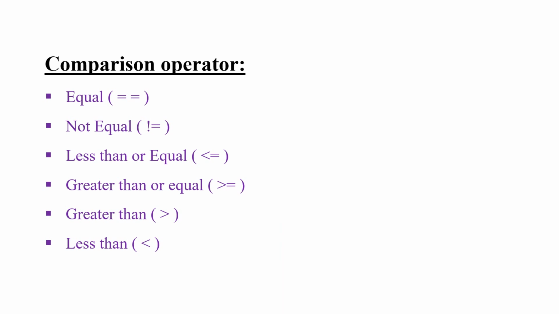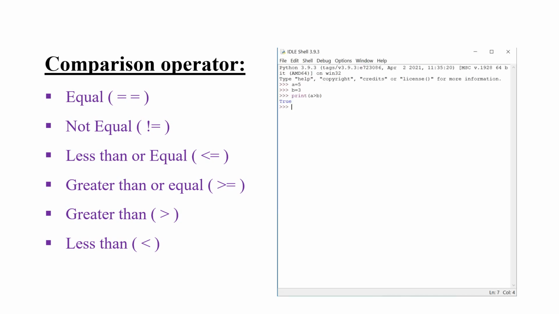Next, the less than operator. If the first operand is less than the second operand, then the condition becomes true. If I take a = 5 and b = 3, print a < b. We'll get the output as false because the condition is a less than b. Here a should be less than b, but here a value is greater than b, so the condition is false.